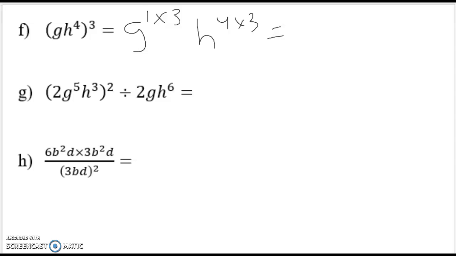And then if we expand this out, G is going to be 1 to the exponent 3 is 3. And H, 4 times 3 is 12. So that's your final answer.